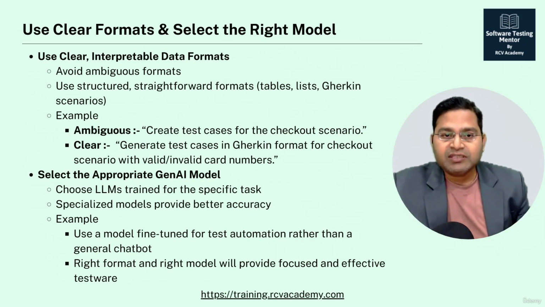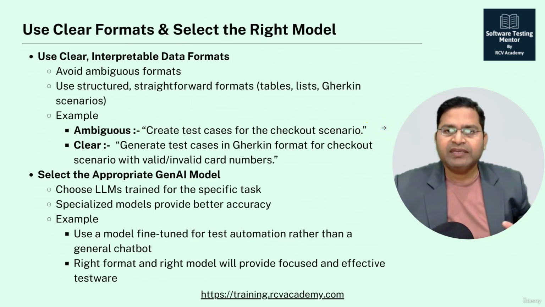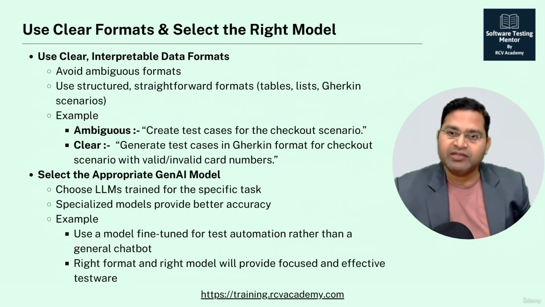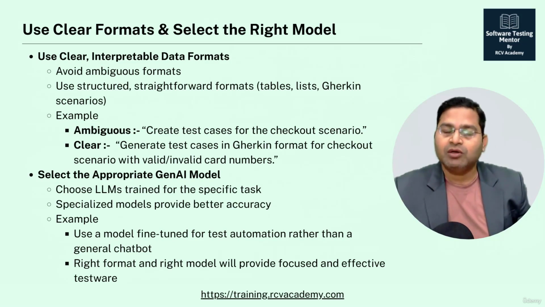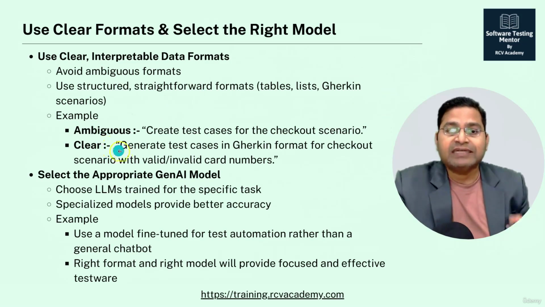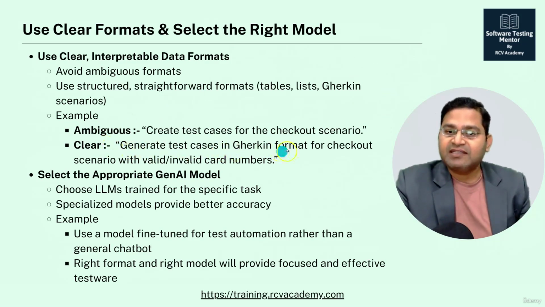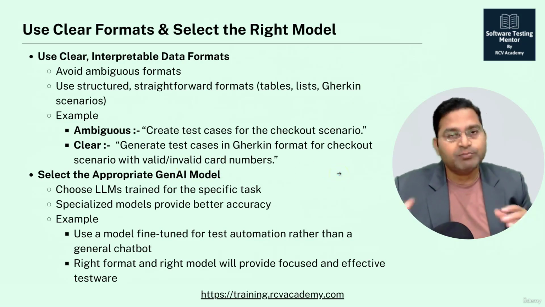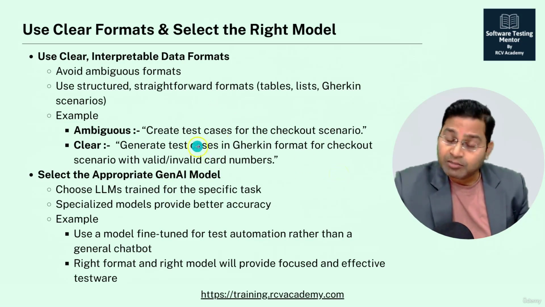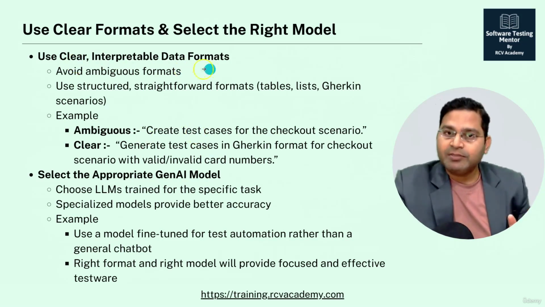An ambiguous prompt is: create test cases for checkout scenario. Now whatever GenAI will think or whatever is common, it will provide your test cases for the checkout scenario in that. But if you are specific that you want the test cases in Gherkin syntax, you should specify that clearly in your prompt: Generate test cases in Gherkin syntax for checkout scenario with valid and invalid card numbers. Much clearer than the previous one. Not the best one, but clearer than the previous one.